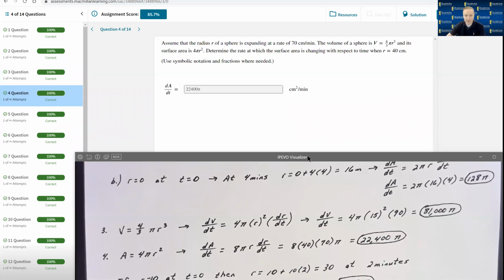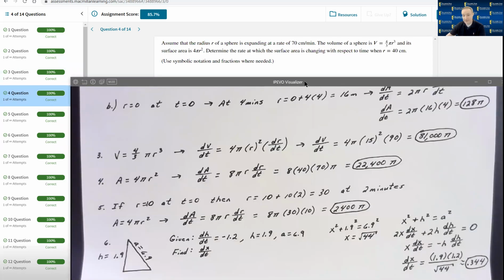Now, if I look at number 4 here, this one looks at the other part of this problem. It almost looks like the same problem. It's still giving you a volume formula. It's still giving you a surface area formula. We're told that the radius is expanding at a rate of 70 centimeters per minute here, and we're interested in the time at which the radius is equal to 40 centimeters. Okay, but now please notice it's asking us to determine the rate at which the surface area is changing. So that volume formula up here is completely unnecessary this time.